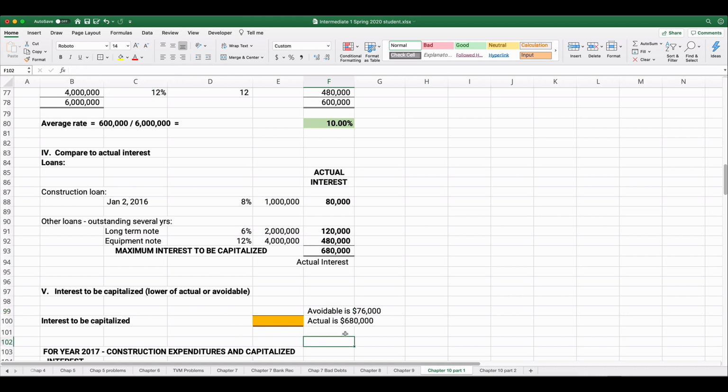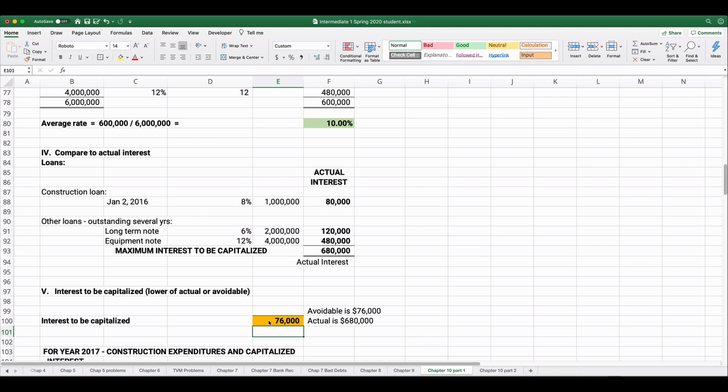The avoidable is 76,000 and the actual is 680,000. We're going to capitalize the lower of the actual or the avoidable. So we're going to say, hey, the avoidable is 76,000, so our interest to be capitalized, the whole purpose of this problem, for 2016, we're going to take 76,000 of that actual interest. The actual interest is 680,000. 76,000 of it, instead of saying interest expense and cash, we're going to say building and cash.